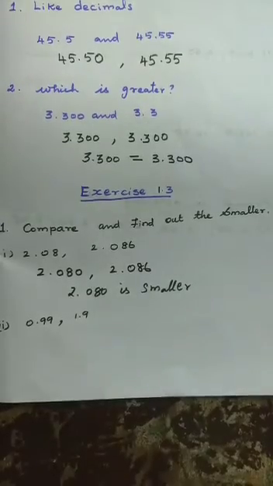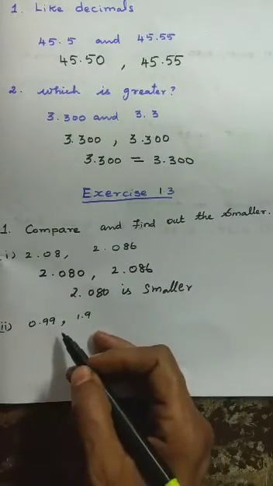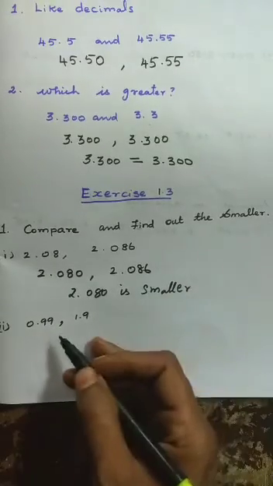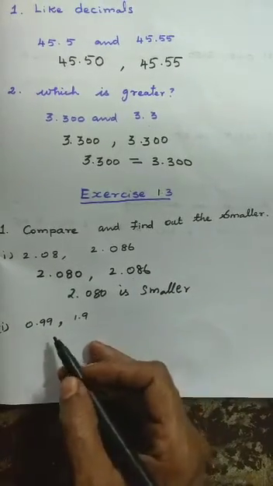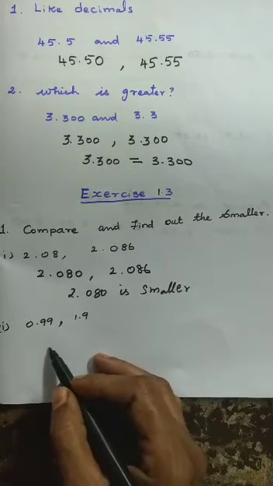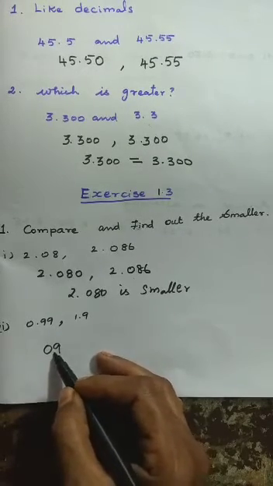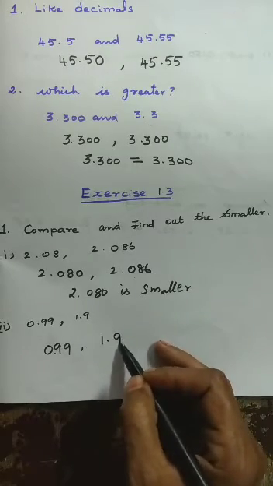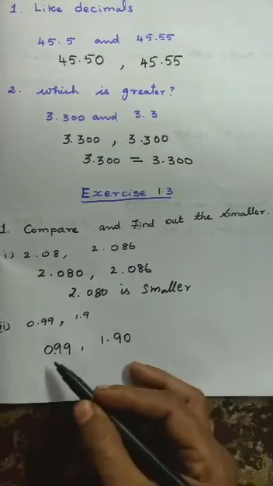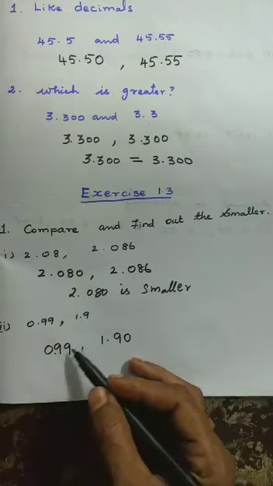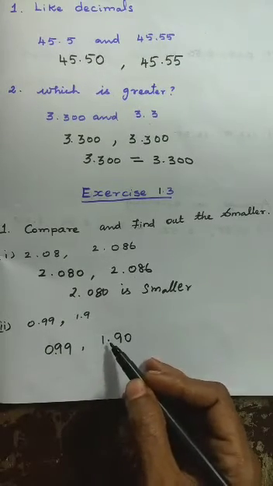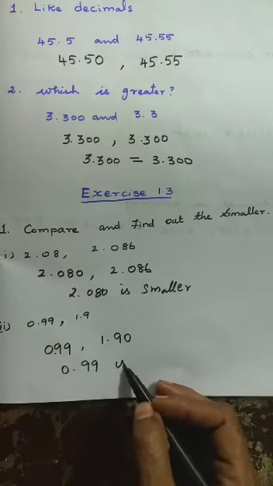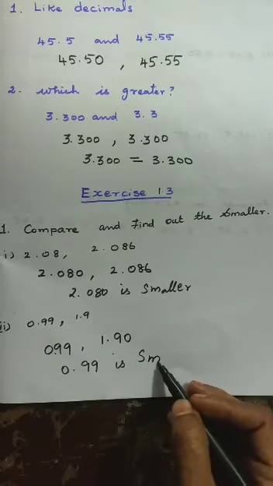Okay. The next one, 0.99, 1.9. Here also you have to find the smaller one. First you make them like decimals, 0.99 and 1.90. Here 0 point, here 1 point. So this is greater. So 0.99 is smaller.